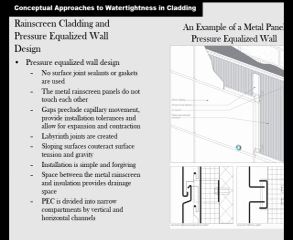Here's an example of a metal panel pressure equalized wall. You can see that no surface joint sealants or gaskets are used. The metal rain screen panels do not touch each other. See, right here. So there's no way that the water can just keep going. The gaps preclude capillary movement. That's because they don't touch each other.